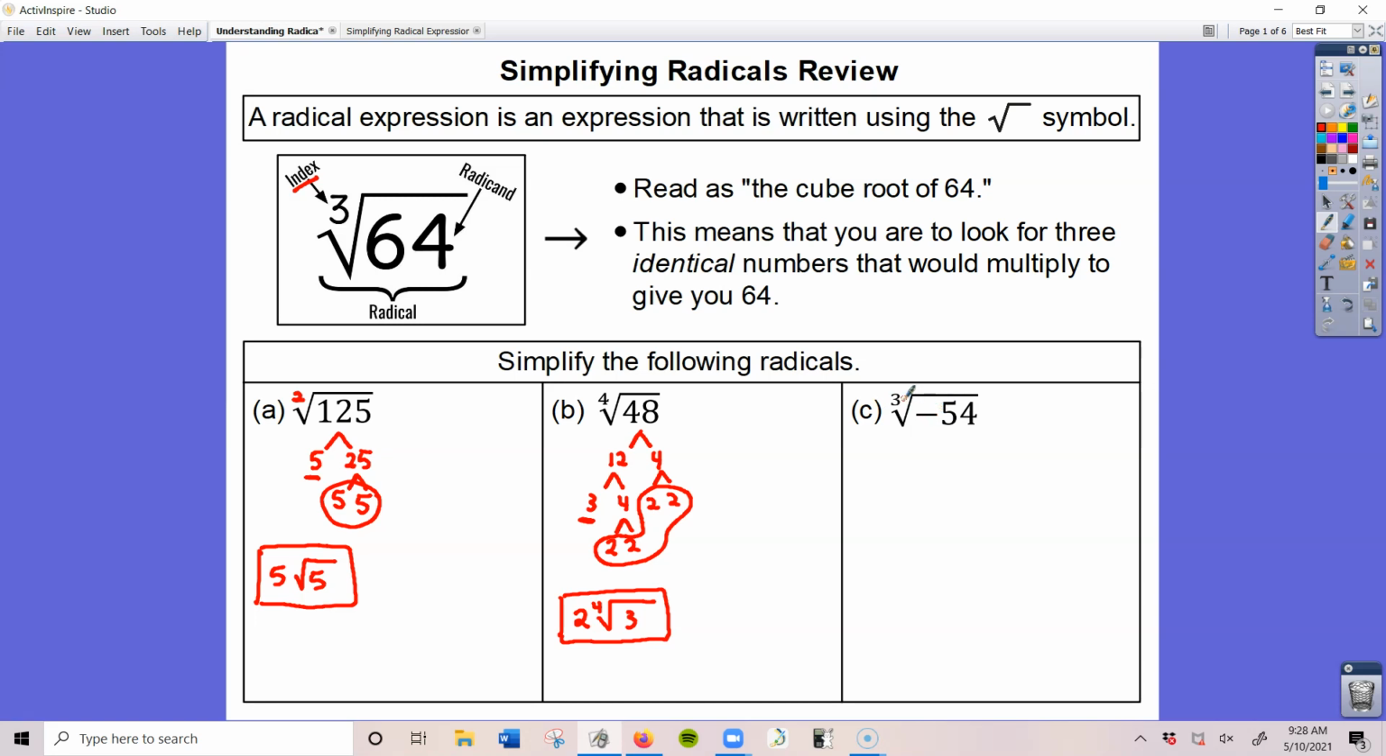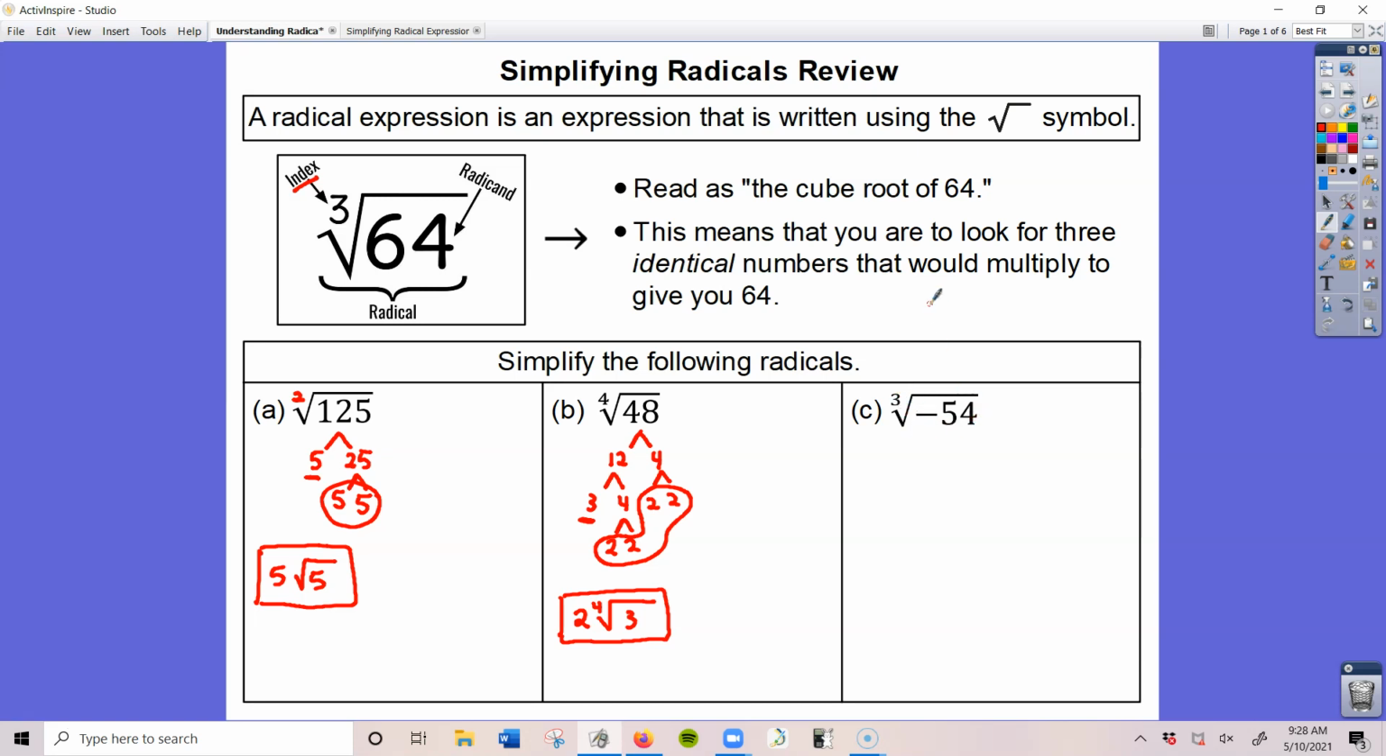Now over here we have the cube root of negative 54. If you ever have an odd root and a negative number inside, that just means that your answer will be negative. And the reason for that, which we discussed in a previous lesson, is that there are 3 identical numbers that are negative that can be multiplied to give you a negative.